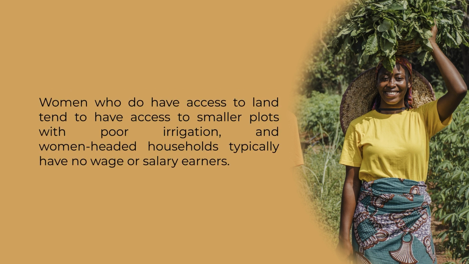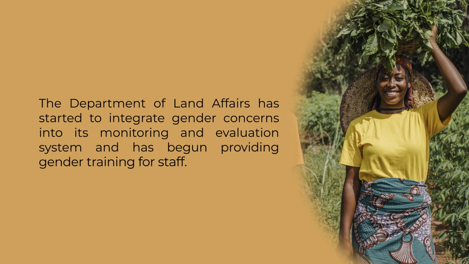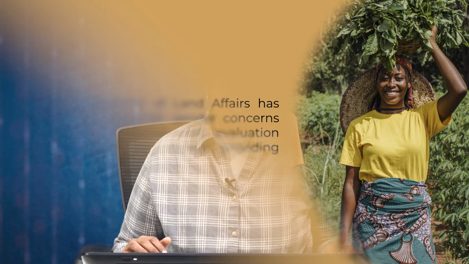Women who do not have access to land tend to have access to smaller plots with poor irrigation, and women-headed households typically have no wage or salary earners. As a result, women are far less able to benefit from the reform process and related expenditure. The Department of Land Affairs has started to integrate gender concerns into its monitoring and evaluation systems and has begun providing gender training to staff. This example clearly helps us to understand the need for looking at any policy from a gender perspective.